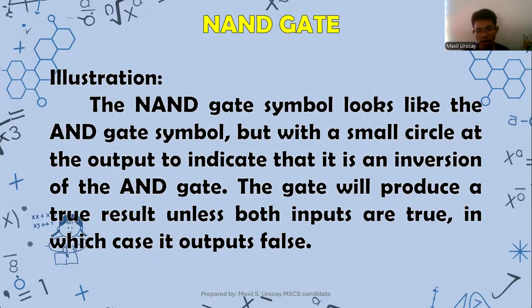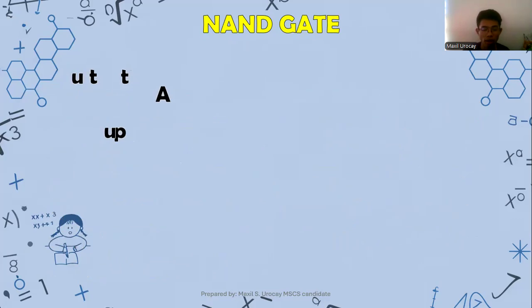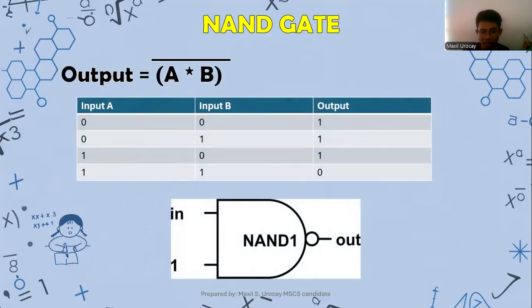Now, for illustration, the NAND gate symbol looks like the AND gate symbol with a small circle at the output side to indicate that it is inverted, or the inversion of the AND gate. So the gate will produce a true result unless both inputs are true, in which case it outputs false. So let's work on that. A and B, and that is inverted. So how does that work?